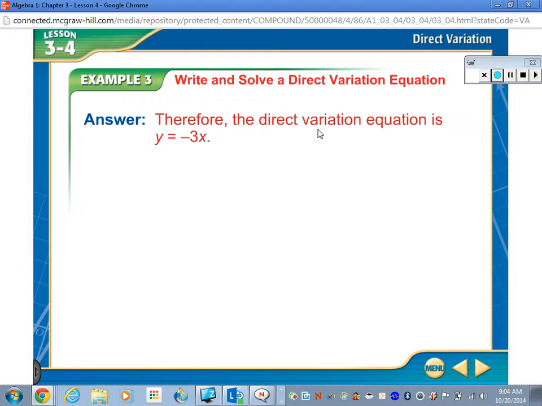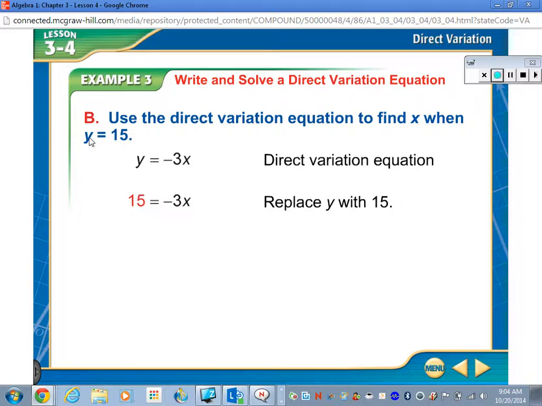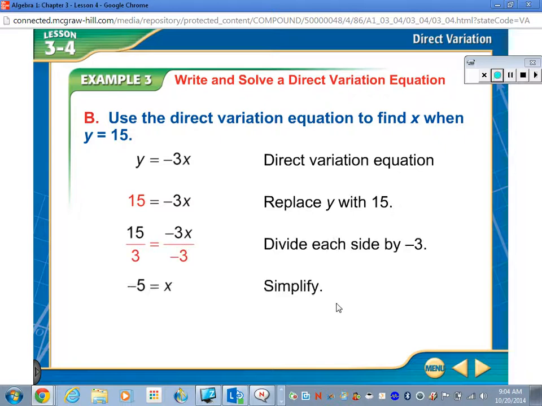Okay, now that we have an equation, let's go to the next piece. We're going to replace the y with 15 and then use it to find x, because they're giving me y and I already know what k is. So you have y equals negative 3x. That was my equation. I'm going to replace y with 15 because that's what they told me in the problem, and then divide both sides by negative 3. We find that x is negative 5.